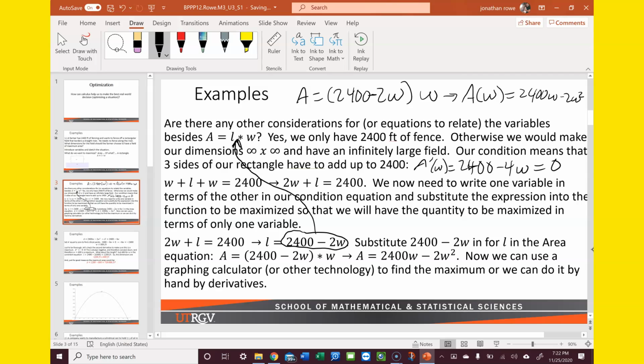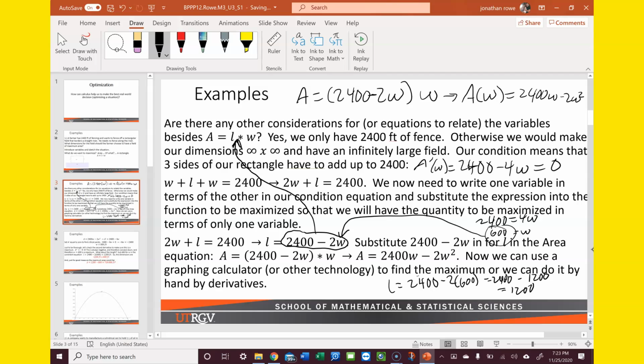And then we solve for w. Move the 4w over: 2400 equals 4w, divided by 4. W equals 600. So the width is going to be 600, and then plug that width back in to find the length. The length is going to be 2400 minus 2 times 600. So that's 2400 minus 1200, which is 1200. So the width is 600 and the length is 1200, and those are the dimensions that will maximize the area based on the conditions that we're required to meet.